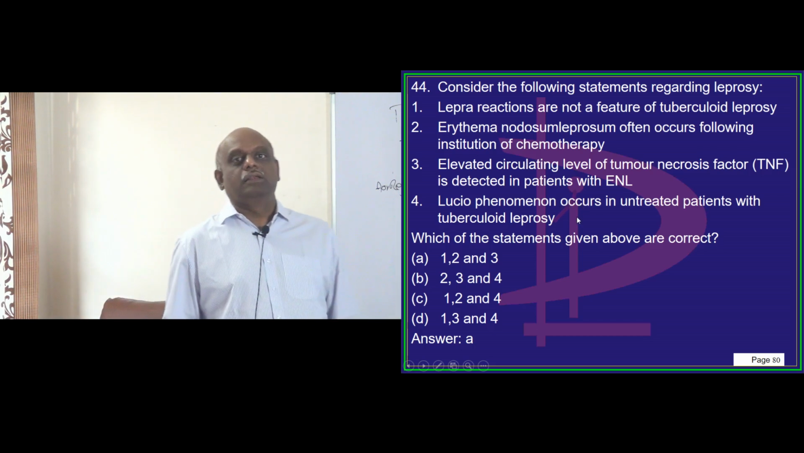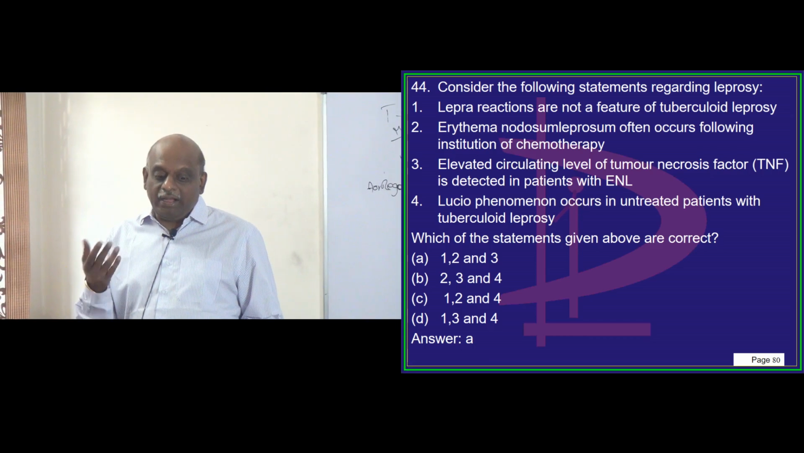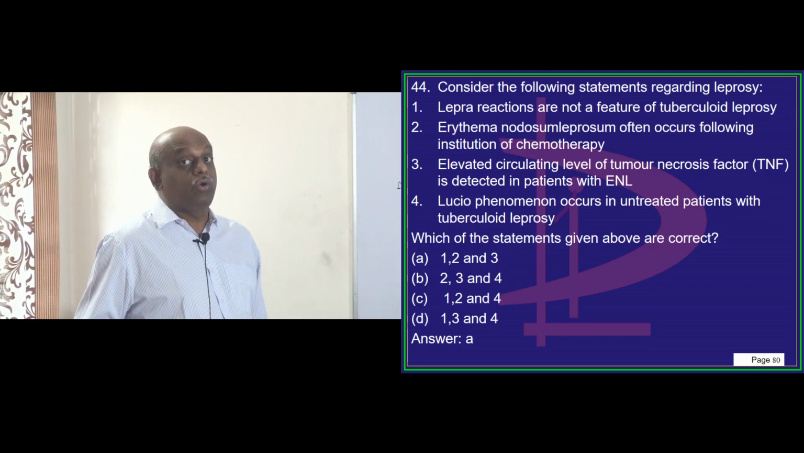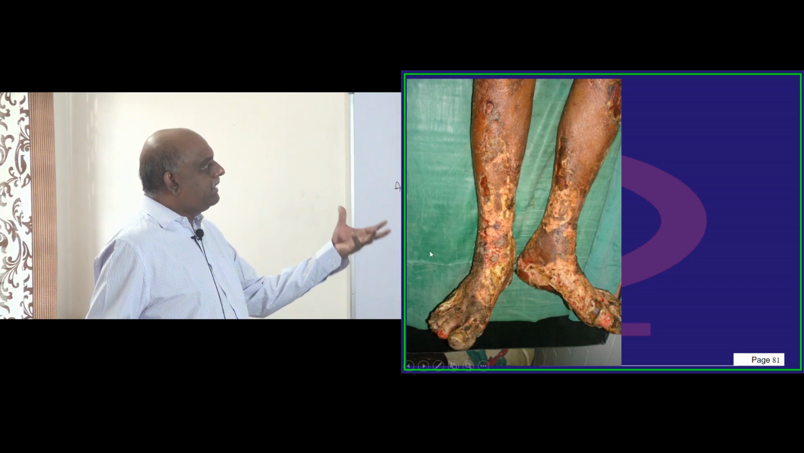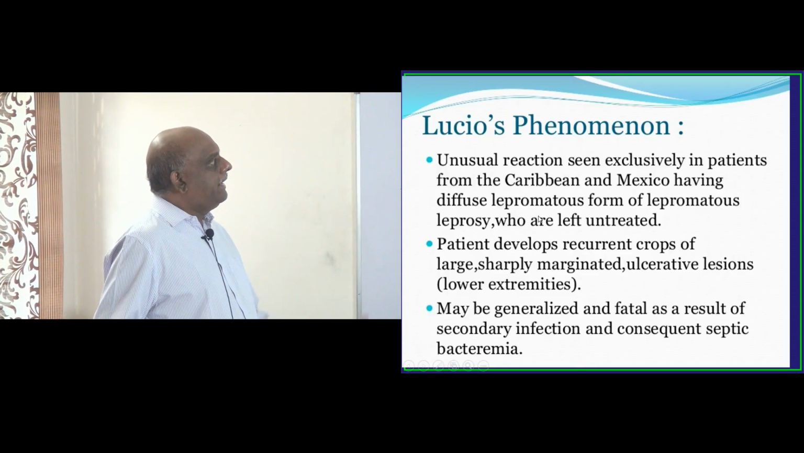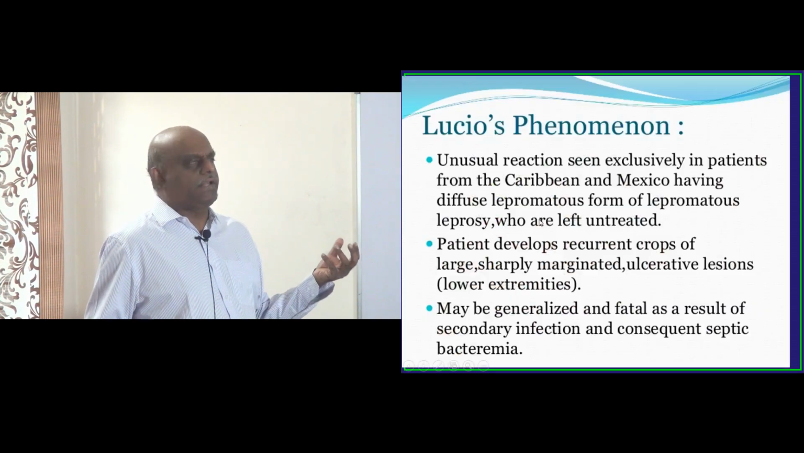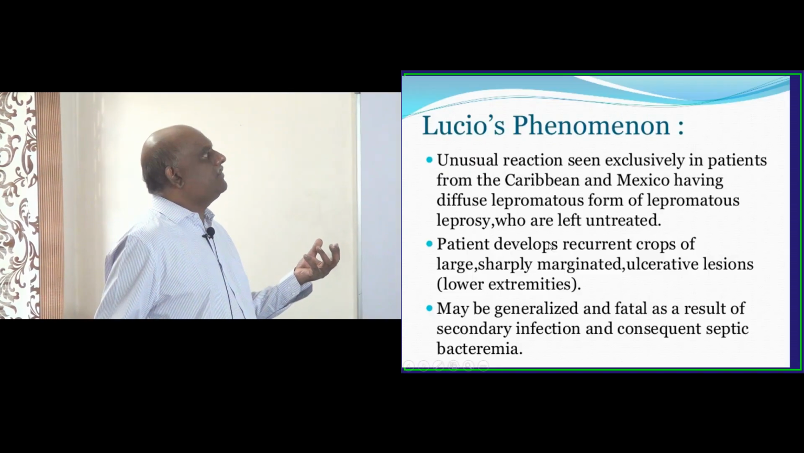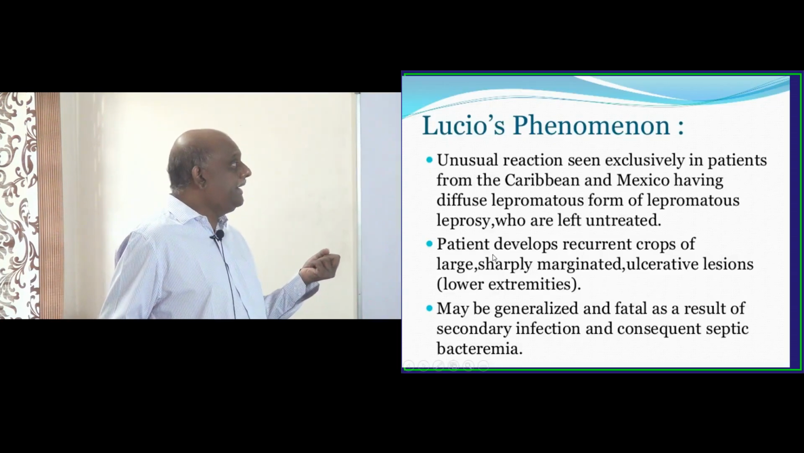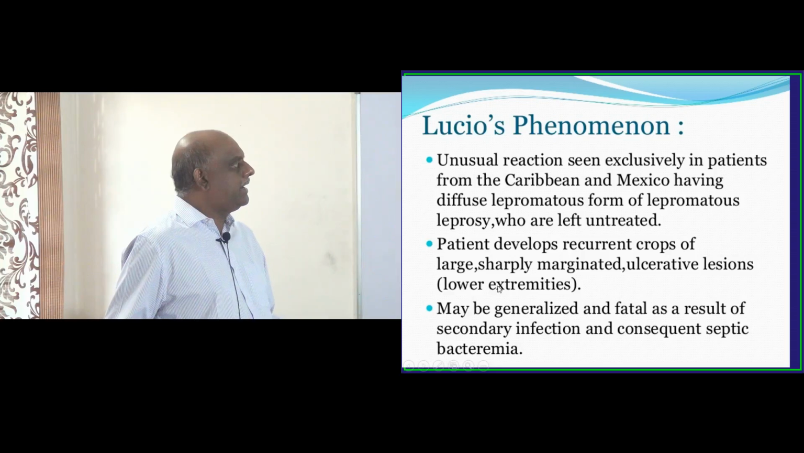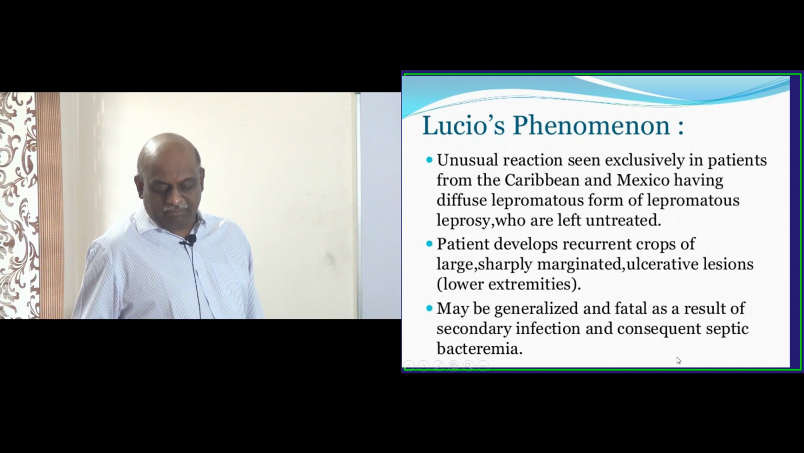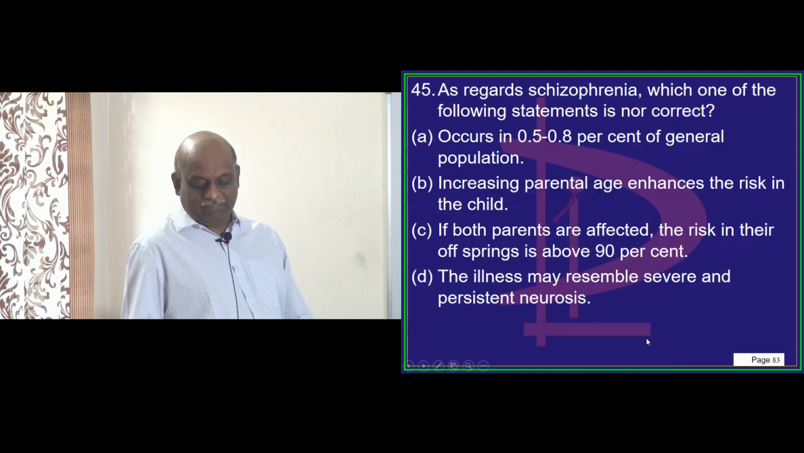Where is Lucio phenomenon seen? It is seen in lepromatous leprosy, not in tuberculoid leprosy. Lucio phenomenon is such a severe reaction, and it is seen typically in the Caribbean, Mexico, etc. Diffuse lepromatous form of leprosy and recurrent crops of sharply demarcated ulcerative lesions in the lower extremities with subsequent septicemic bacteremia is what you should remember.